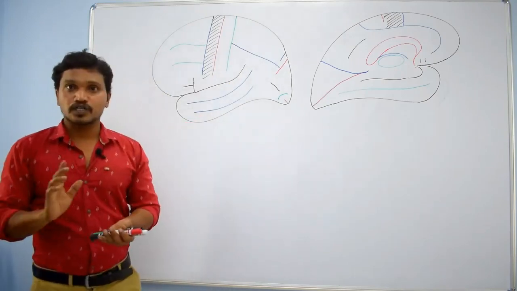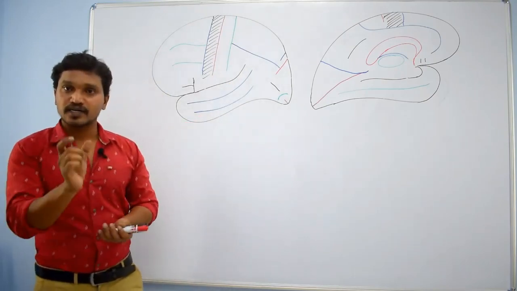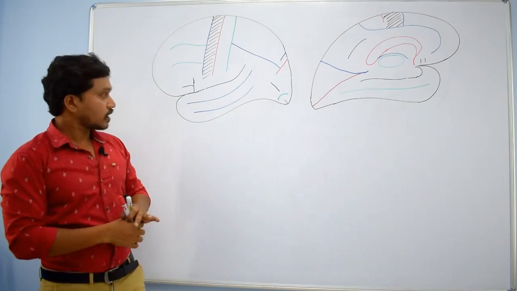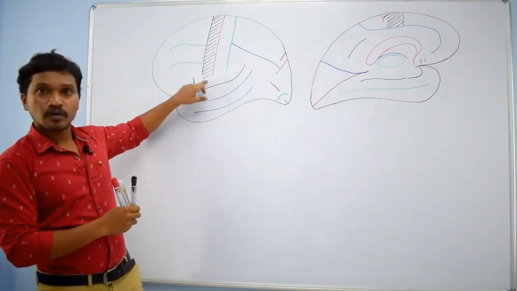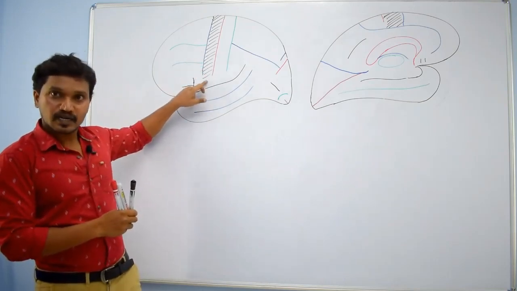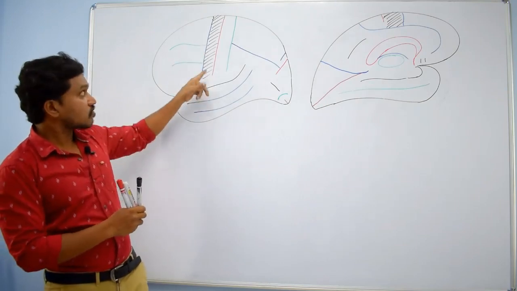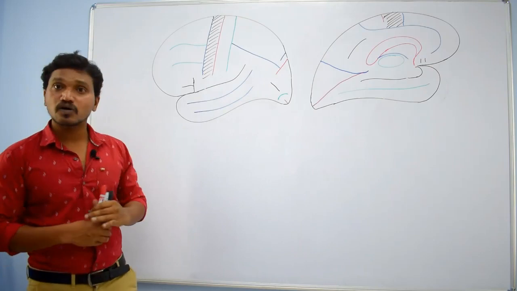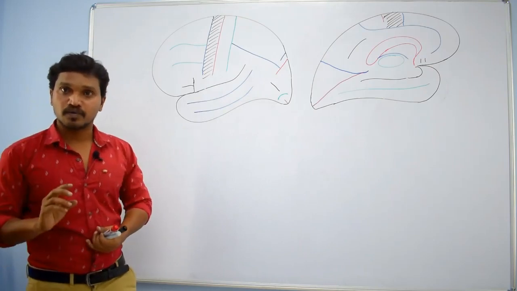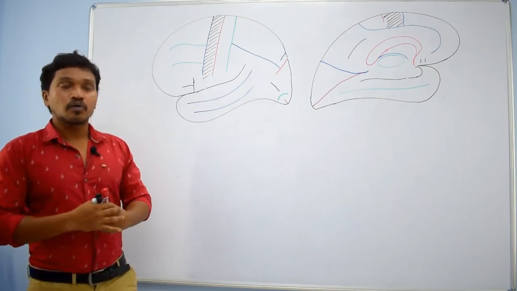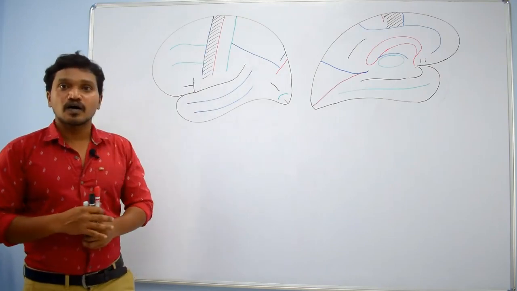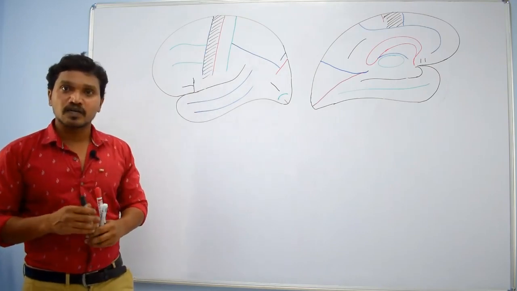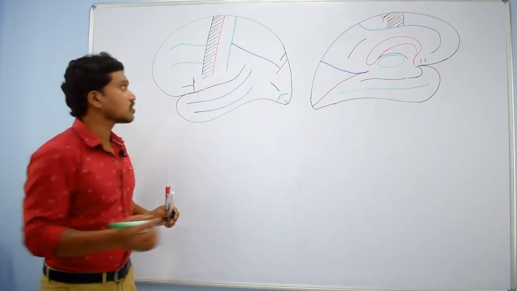Now you know the location, where it is exactly located: the anterior part of the paracentral lobule and the precentral gyrus. Even the anterior wall of the central sulcus is also primary motor area. Right? Now, for this area, Brodmann gave the number 4.